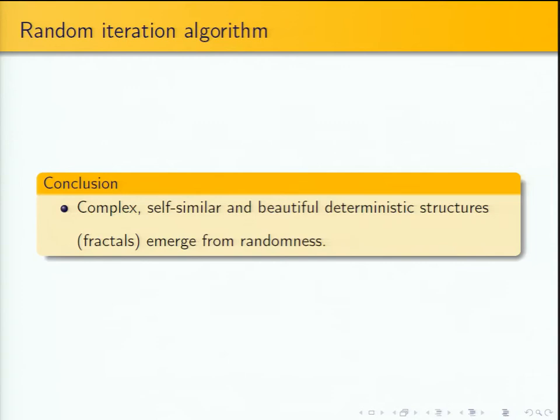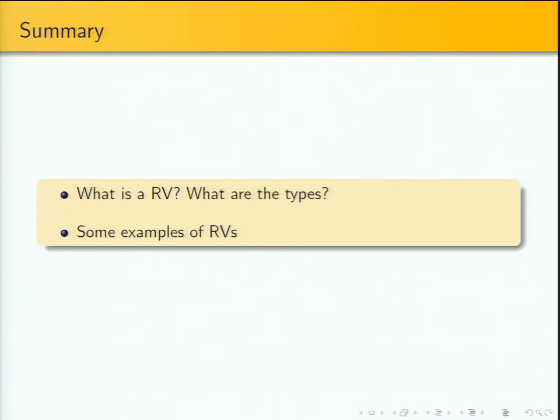All right, fine. Then we have come to the last summarizing. So what we have seen, what is a random variable? Please, can you tell me? Yeah, it takes some values and it has a distribution, as simple as that. What are the types? Okay, mixed is also there, but we have not seen it. And some examples: uniform random variable, Gaussian random variable, etc.